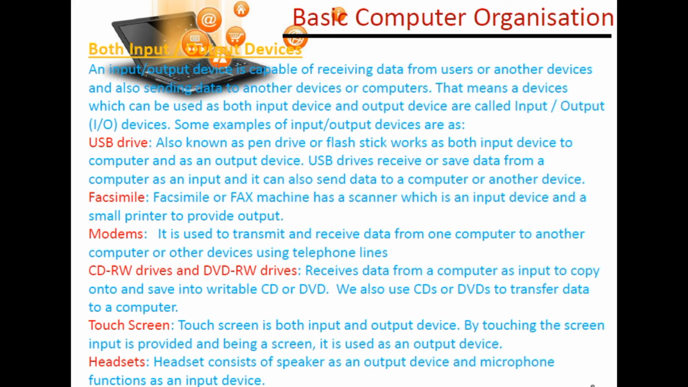CD writer, that is CD read-writer, or CD rewritable device. Here it receives the data from the computer as input to copy into a writable CD or DVD. We can use CD or DVD to transfer data to the computer also. Touch screen. Touch screen is both an input and output device. By touching the screen, input is provided, and being a screen, it is an output device also. Headset. Headset consists of a speaker as an output device, and a microphone also attached which functions as an input device.